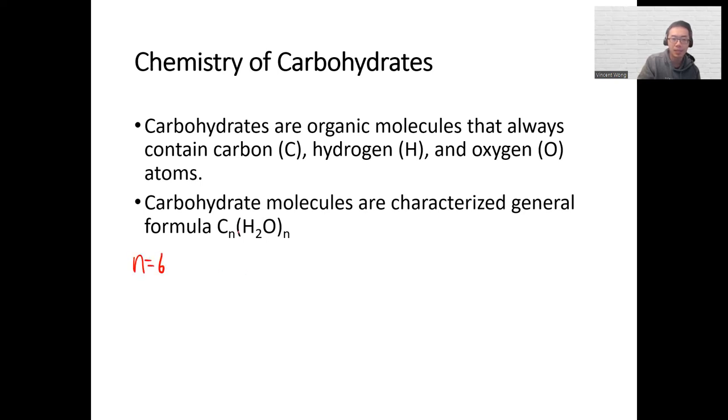Let's say n is 6. Then the formula is C6, and then H12, because 6 times 2 is 12, and then O6. That would be glucose. That's the main preferred form of carbohydrates for your body, the one that you burn to create energy. All carbohydrates will follow this form, and n can be like 10, could be like 20, whatever the case is.